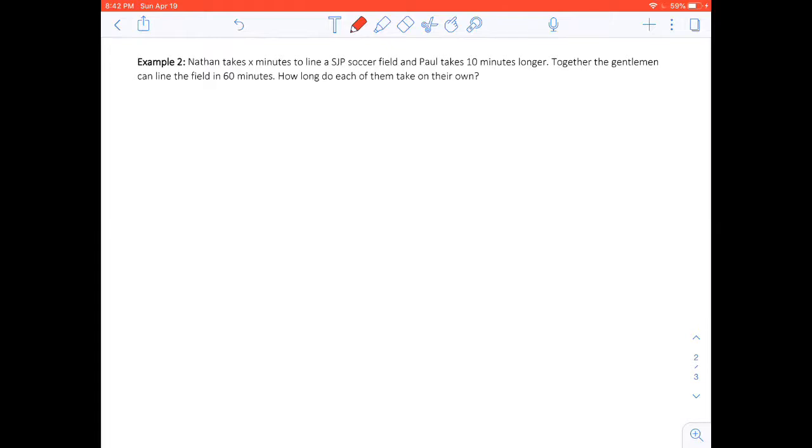So if we were to solve this one, what we need to do is put them into the same unit. So we might say, how much of the field can they line per minute? So how many fields per minute they can work with.